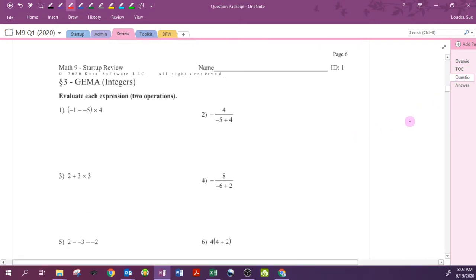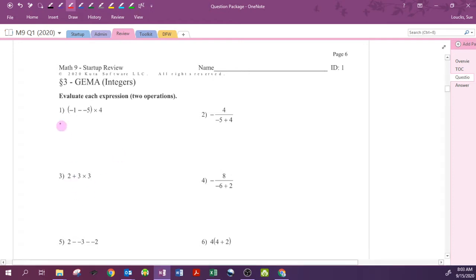So I'm on page 6 of the work package and I'm just going to work through a couple of examples of this. I'm not introducing anything new here. We're just combining what we did in review section 1 with the order of operations and review section 2, which was doing straightforward operations with integers. And now we're just combining that.